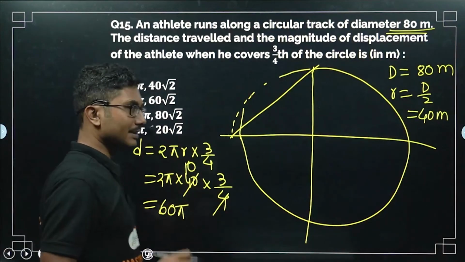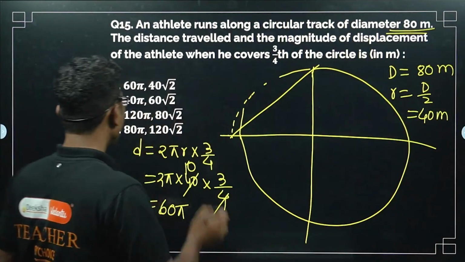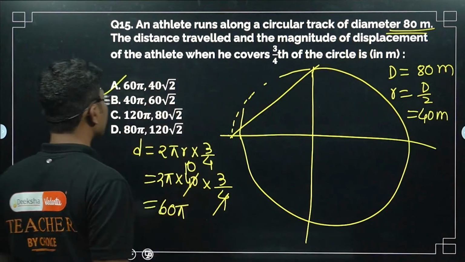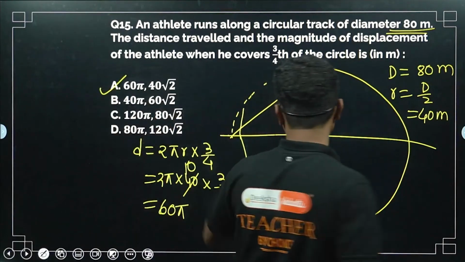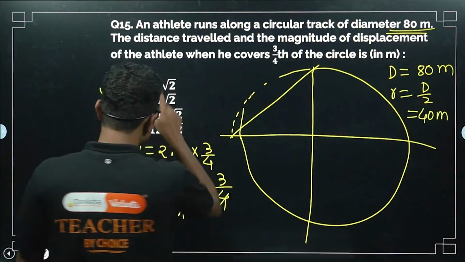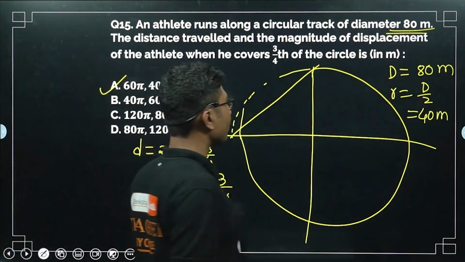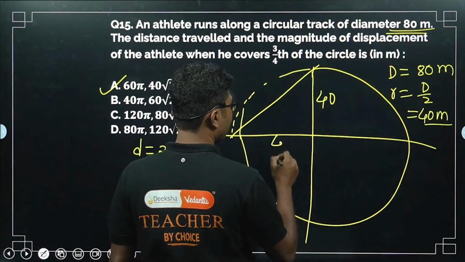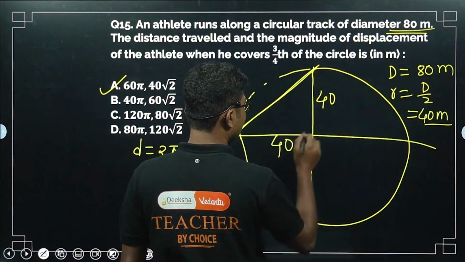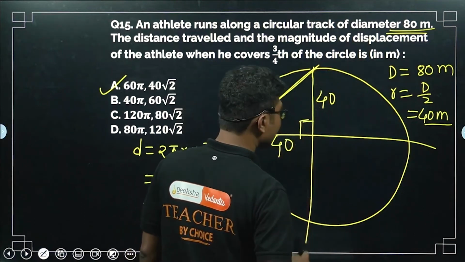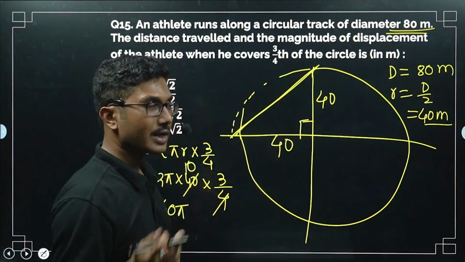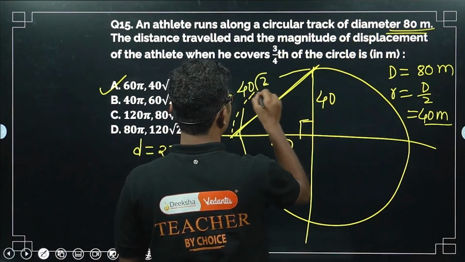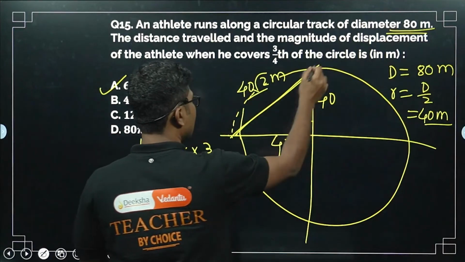Now this is sufficient for you to answer this question. If you are answering in a hurry, see, only one option has 60 pi. So this is the correct option. You can calculate the 40 root 2, but in this case this is sufficient. Now why is it 40 root 2? The radius is 40 meter, so this is 40 meter and this is 40 meter. This angle is 90 degree. So use Pythagoras theorem, 40 square plus 40 square whole root. That means 40 root 2. That is the answer for the displacement.